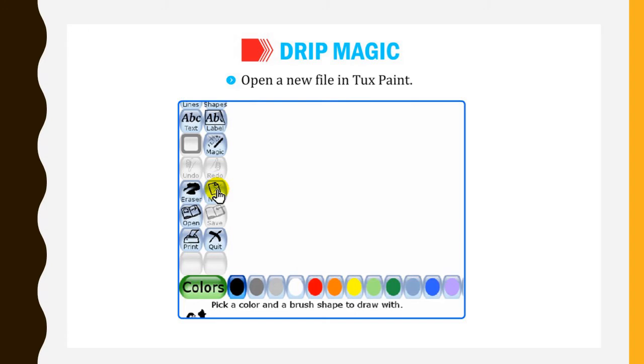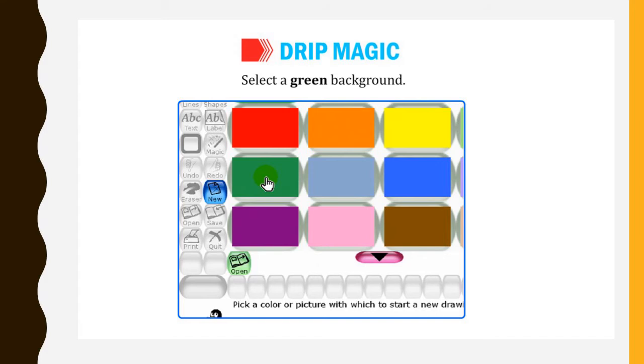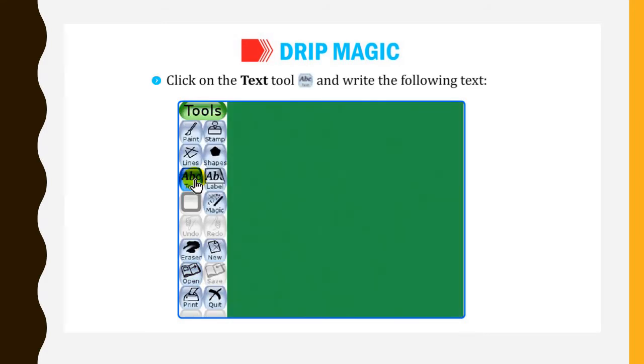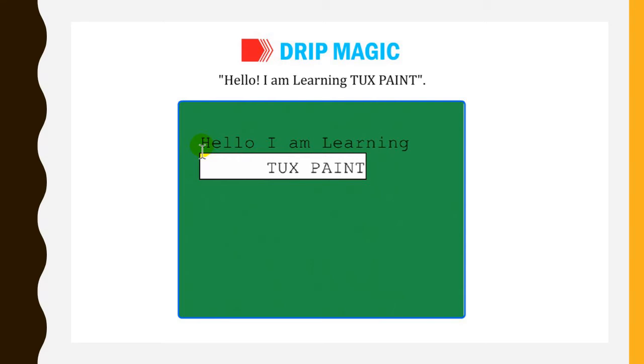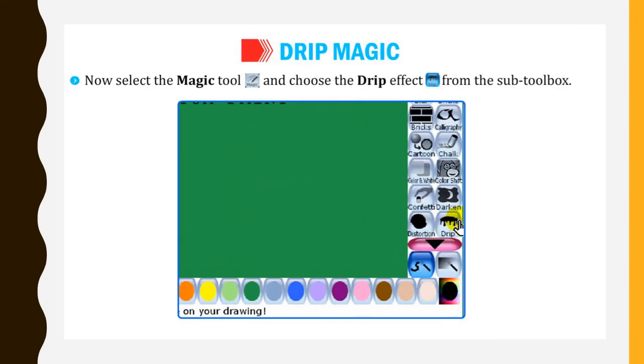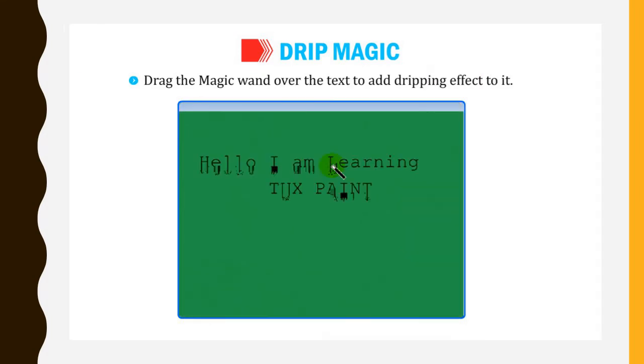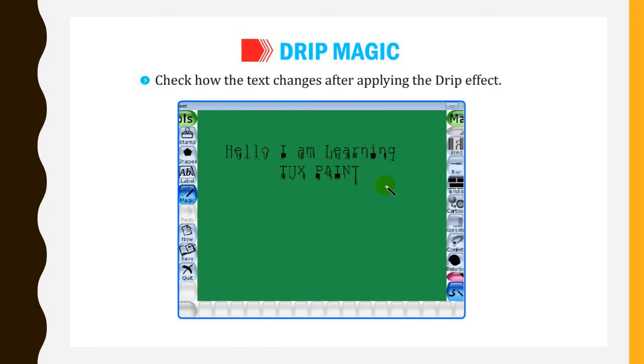Open a new file in TuxPaint. Select a green background. Click on the text tool and write the following text. Hello, I am learning TuxPaint. Now select the magic tool and choose the drip effect. Drag the magic wand over the text to add dripping effect to it. Check how the text changes after applying the drip effect. Next is foam effect.